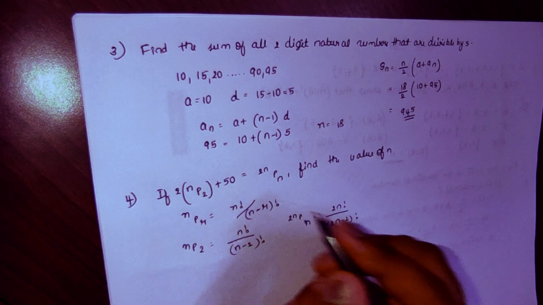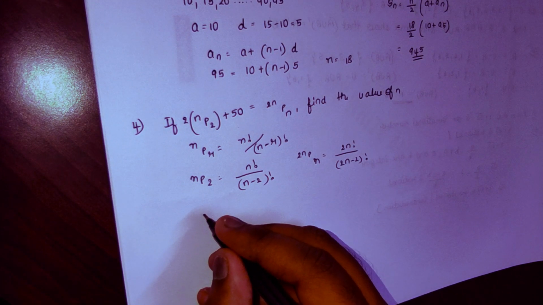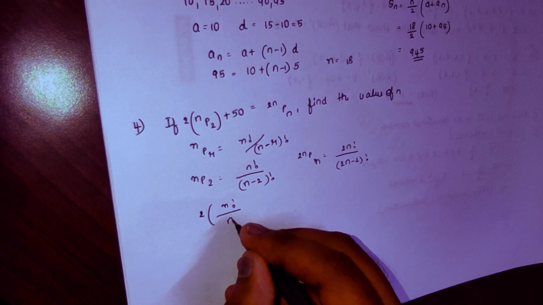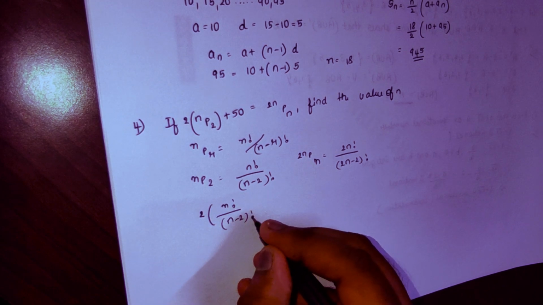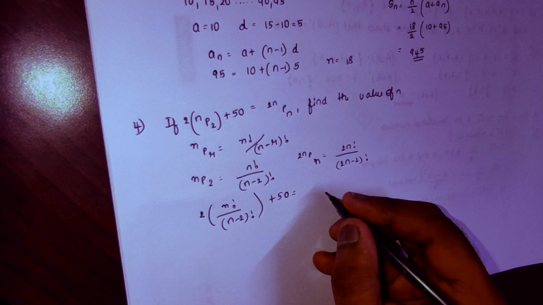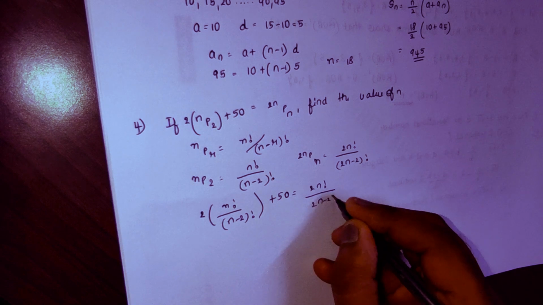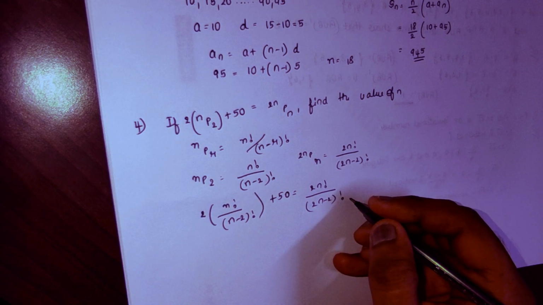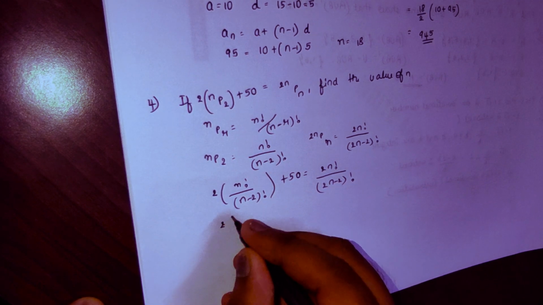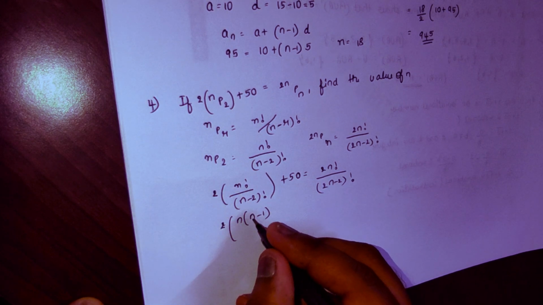Now we will substitute it in the given main equation, that is 2 into n factorial divided by (n minus 2) whole factorial plus 50 is equal to (2n) factorial by (2n minus 2) whole factorial. Now to cancel the terms, we will continue with this. 2 into n minus 1. I am substituting the expansion for n factorial.